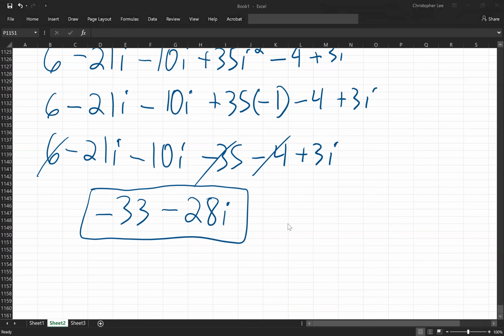Negative 28i. So negative 21i minus 10i plus 3i. So that's 28. Yes, because negative, oh, you did plus, okay.